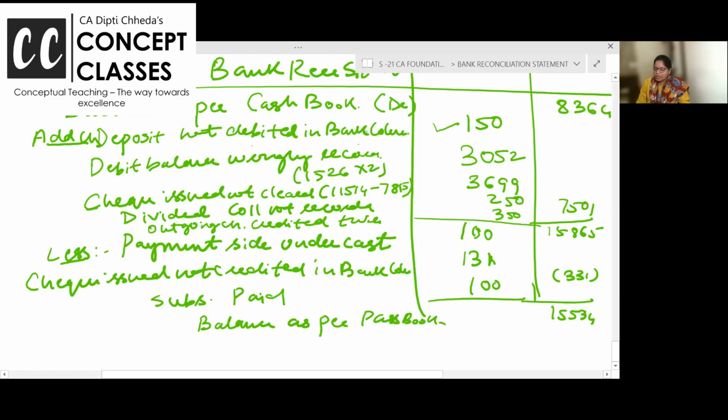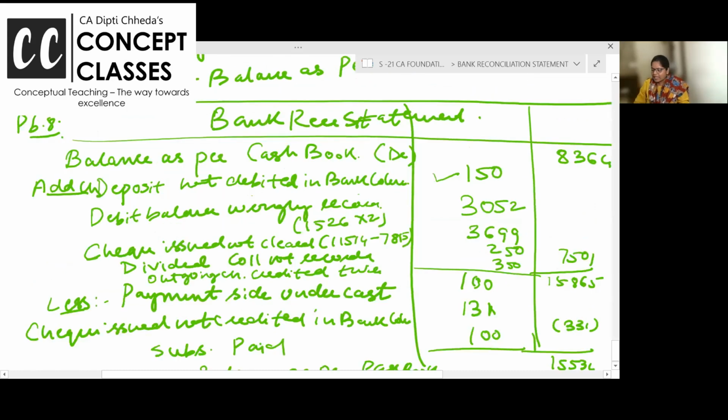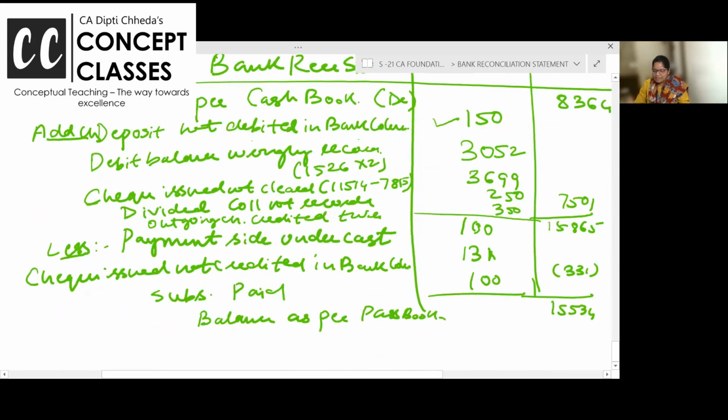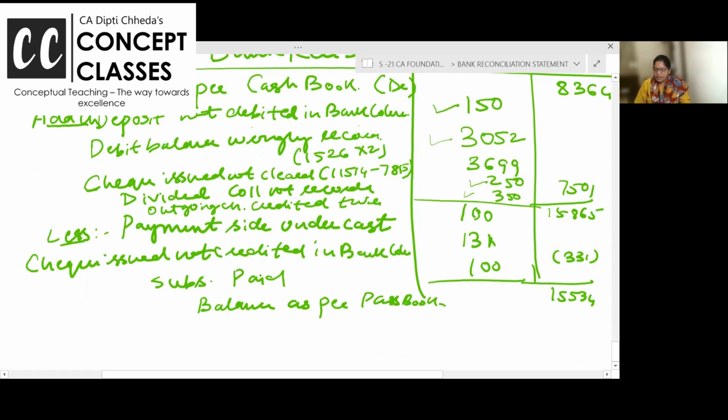See, deposit not debited. So take it in the adjusted cash book. Start with 8364 and pass the entry for this in the books of accounts. Debit balance wrongly recorded, correct it. Check issued but not cleared, this will come in the BRS only, because I have issued the check, and till it is deposited, it will come in the BRS. Dividend, if you have not recorded, record. Outgoing, if you have recorded twice, then debit. I hope you are getting it. For every problem, we can solve it by the first method and by the second method. I'm just showing you. Payment side undercast, so correct that.